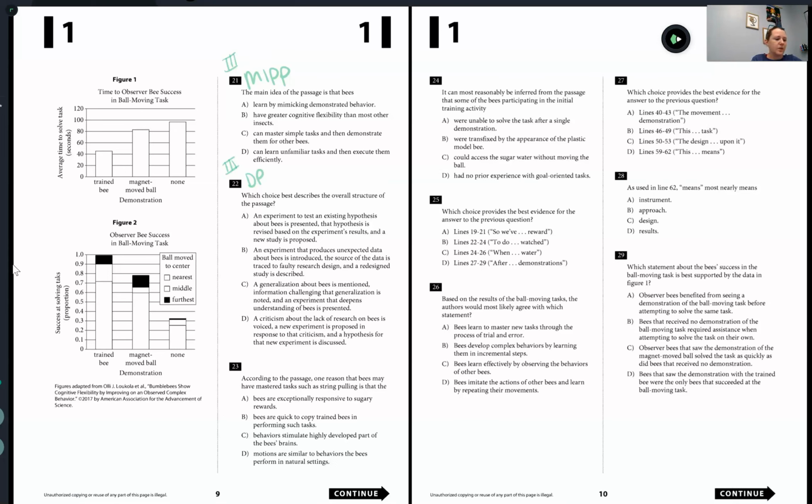According to the passage, so here's a great little content characterization question. It does not have a COE follow-up. So we need to find a reason that bees may have mastered the task, such as string pulling. So mastered tasks such as string pulling.